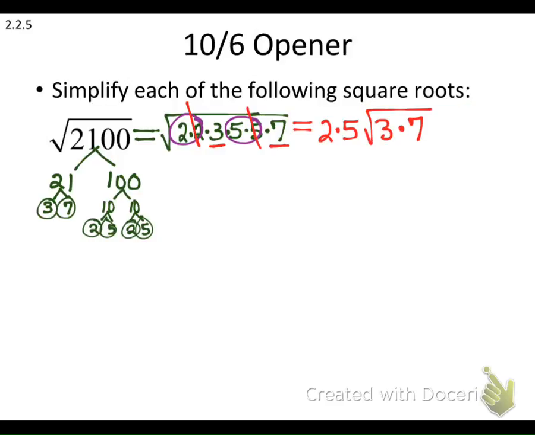Good. So my factor pairs canceled and became a single number on the outside. The ones that I couldn't move stay on the inside. And then the last step. What do you do last? How do I finish this off?